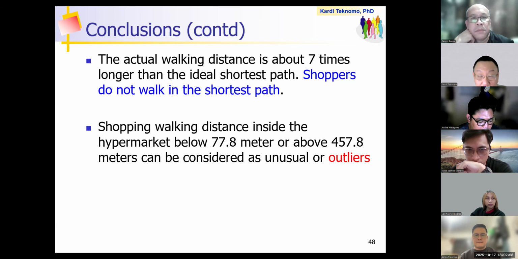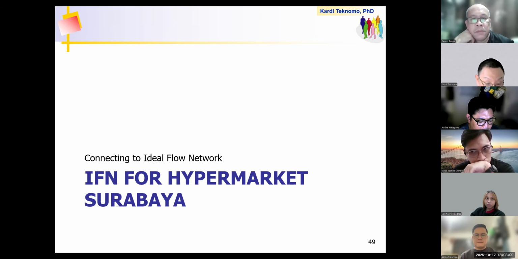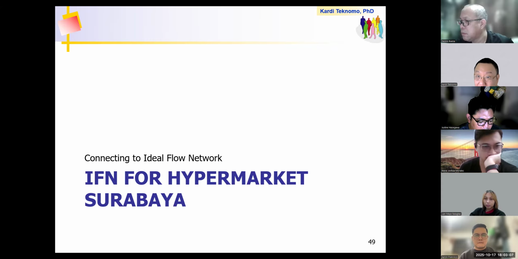Now I want to connect this with IFN. So the next one. Why is this important? I want to show you that we can actually create a self-correction. The IFN will do self-correction.